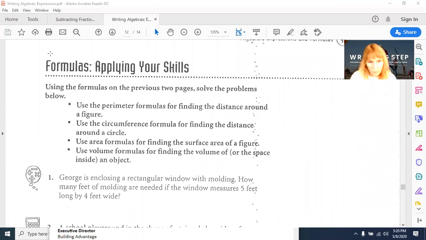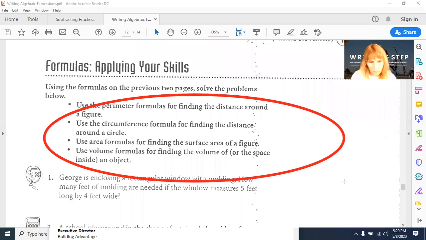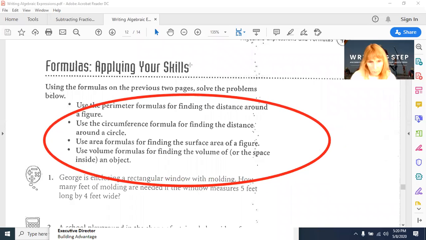Okay, when to use what formula? So this is pretty good. Let's just take a look at that for a moment. This here shows when to use a formula.